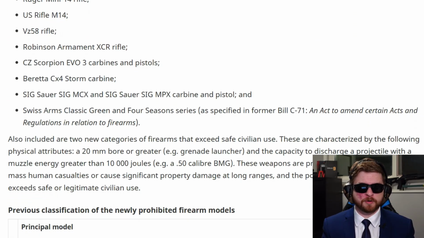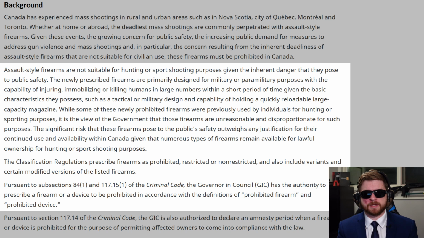It also forgets the most important part of the debate, which is something that Justice Kane got distracted from as well during the case. What an assault-style firearm is or isn't is mostly a non-issue. What it is isn't important. What it does is what's important. It is the claim in the OIC that these firearms are unreasonable under Section 117.15 of the Criminal Code for hunting and sporting purposes because they're dangerous and therefore they're unsuitable for civilian use. The issue is not at all about whether or not some firearms are or aren't assault-style firearms. The issue is actually about whether or not these so-called assault-style firearms are actually unreasonable and actually exceed safe civilian use.